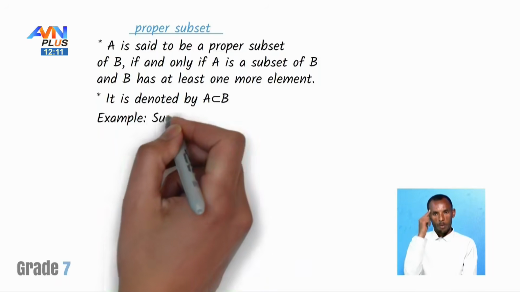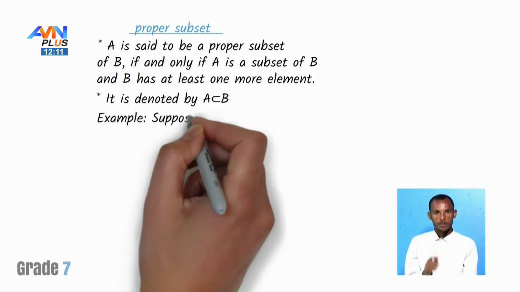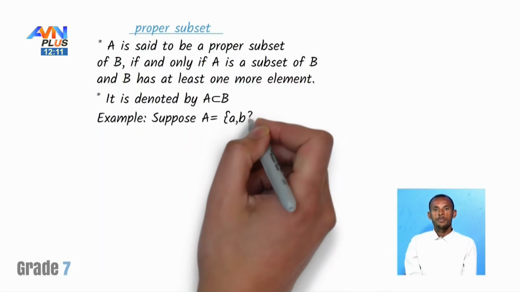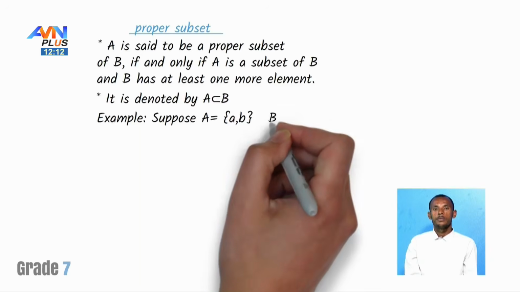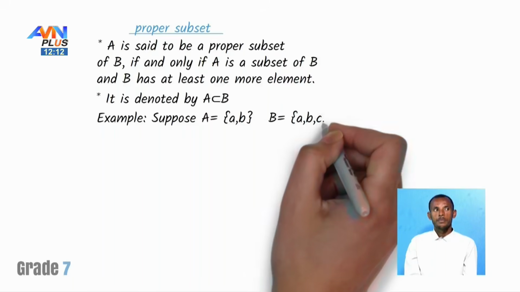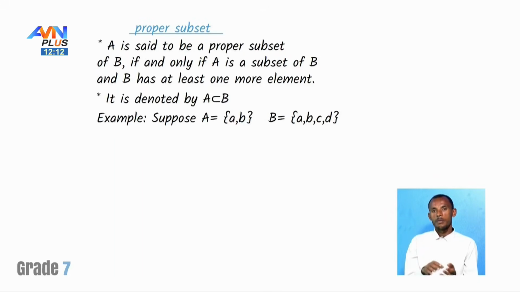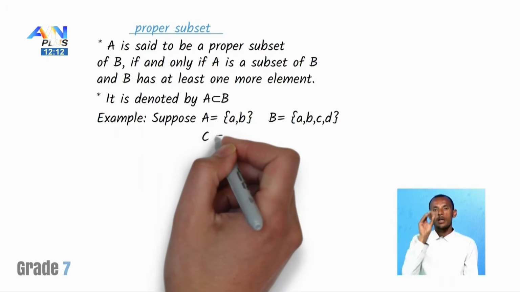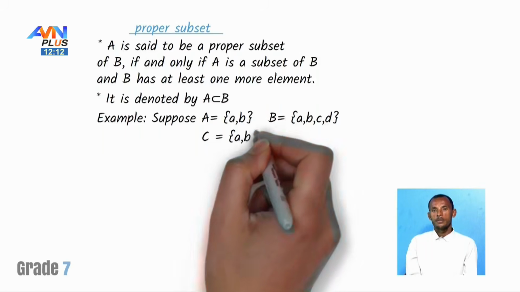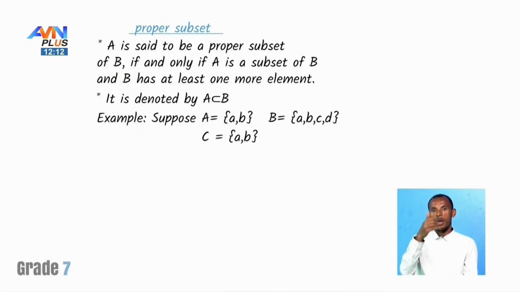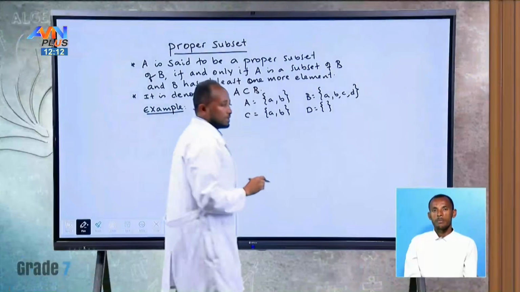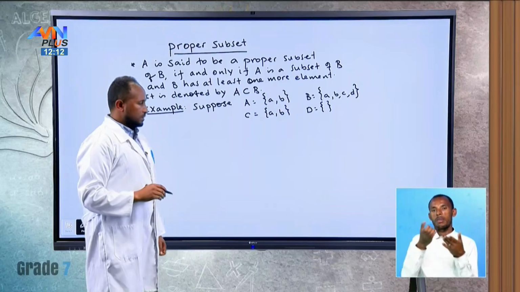Suppose set A contains the elements, the letters A and B, and set B contains the letters A, B, C, and D. Set C contains the elements A and B, and set D doesn't have an element.